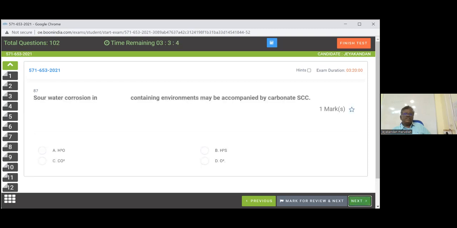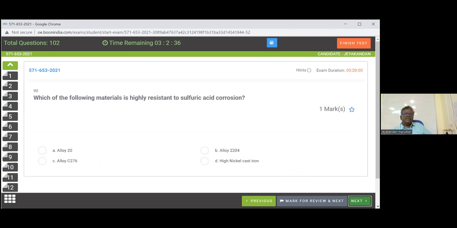Okay, next. Sour water corrosion in a gas-containing environment may be accompanied by carbonate cracking, so sour water in H2S-containing environments. Next, 300 series stainless steels can be used for sour water gas or chloride cracking, below 140. The following inspection method is used to detect sour water corrosion: ultrasonic, both A and B.